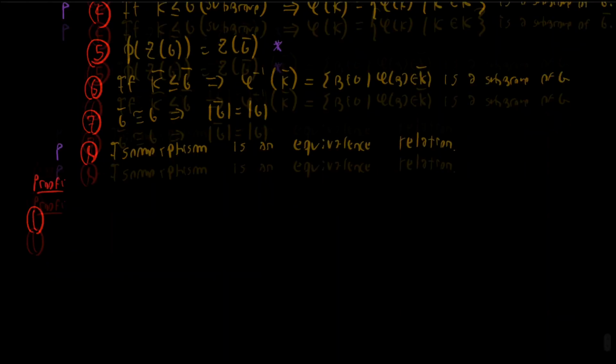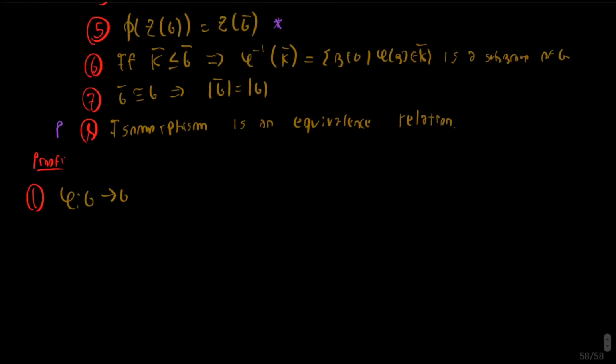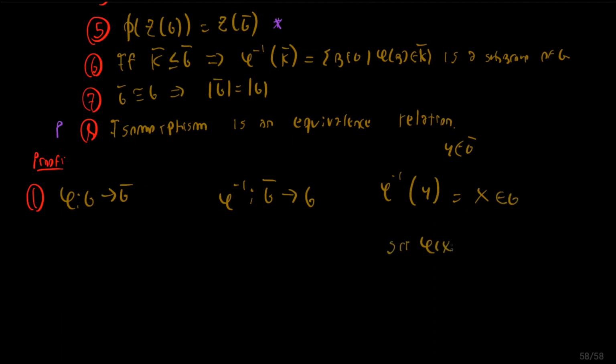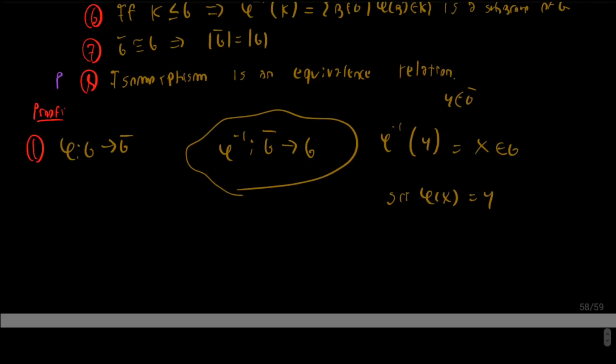So we have an isomorphism phi from G to G bar. Then this is a bijection, so there exists an inverse function, a set-theoretic inverse function, that is defined as mapping an element y of G bar to an element x of G such that phi of x is equal to y. Now what we want to prove is that phi to the minus 1 is an isomorphism. We already know it is a bijection from a lot of properties of functions.